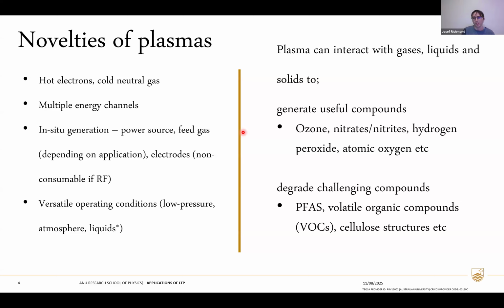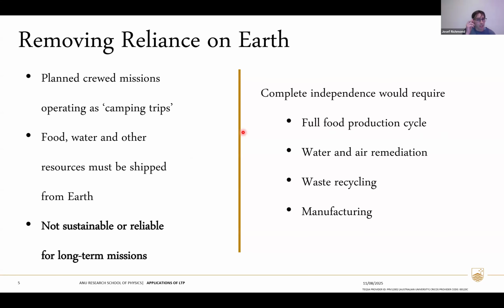When you take a plasma and give it to a gas or a solid or a liquid, really two things happen. You either produce compounds, some of which can be useful, like ozone, nitrates, nitrites, hydrogen peroxide, atomic oxygen. Or you can destroy, you can break things up. Some of these might be nice to break up, for example PFAS, forever chemicals, volatile organic compounds, cellulose structures, all useful things to be able to break down.